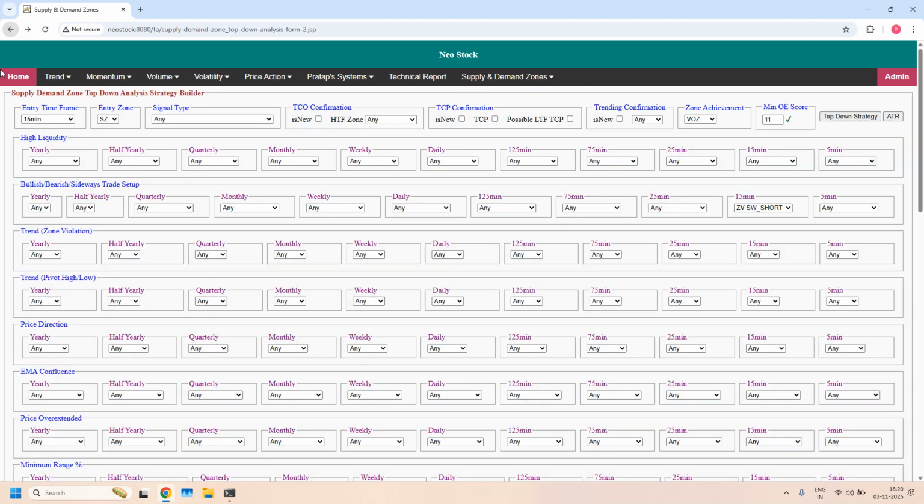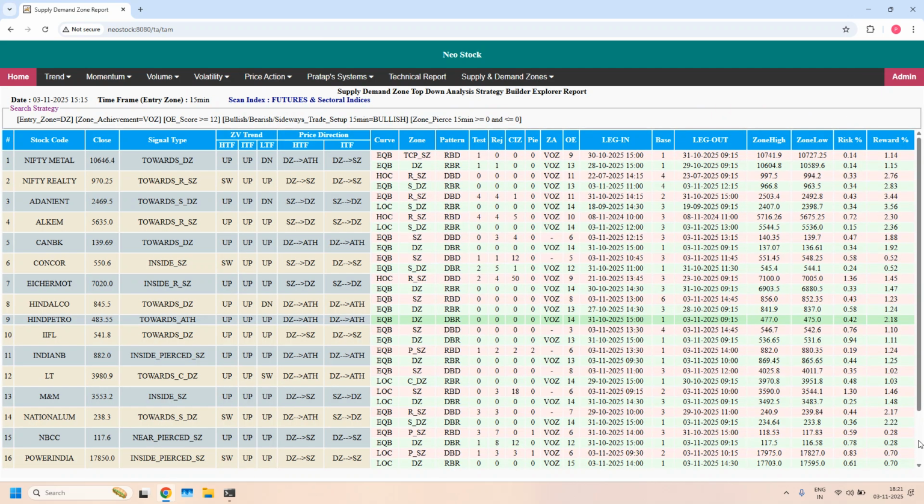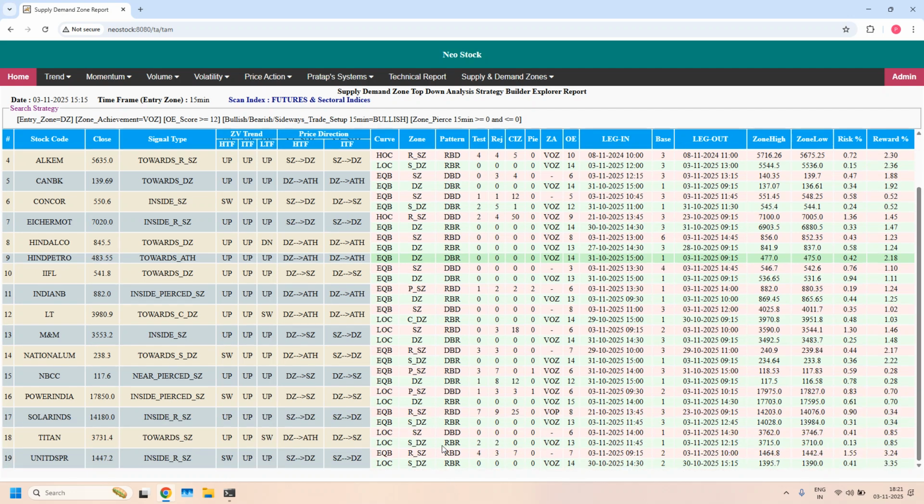Okay, next the bullish trade setup for daily income trade. The entry zones are 15 minutes demand zones, here bullish, and minimum odd enhanced score 12. So the first 16 stocks in the list, all the entry time frame zones are 15 minutes demand zones. I'm scrolling the list down. Total 19 stocks are filtered.